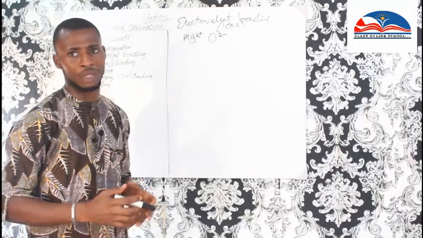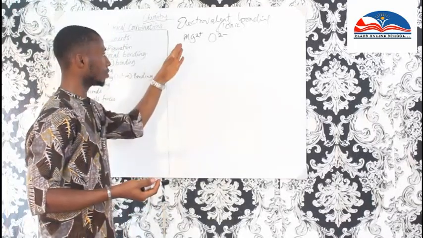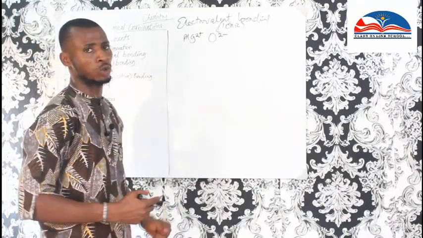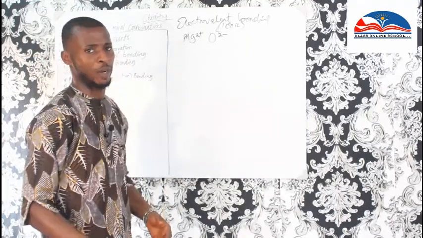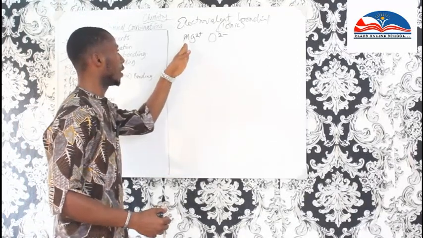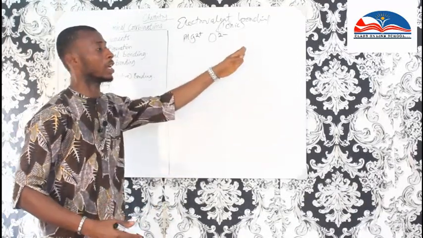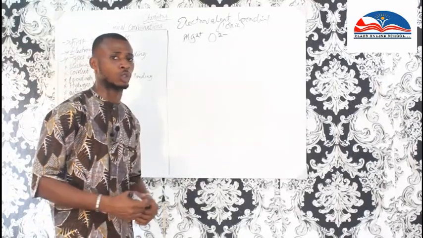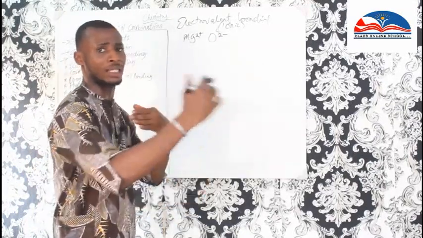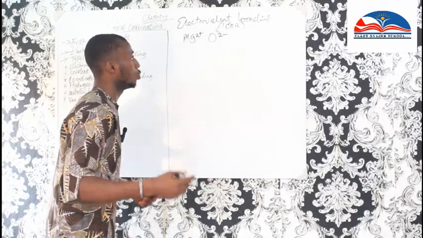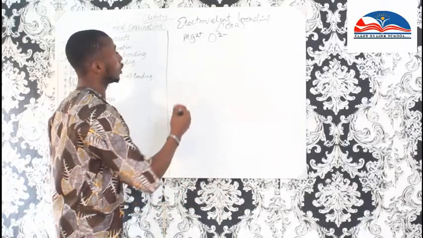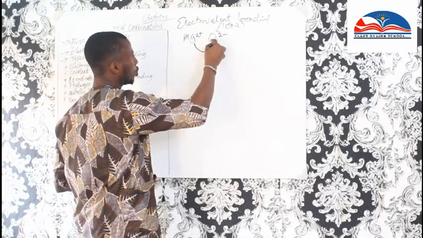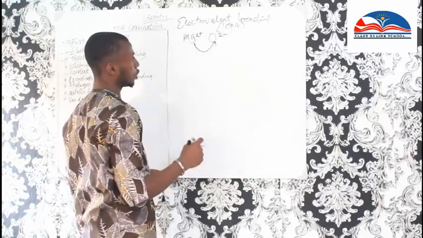In this type of bonding, electrons are being given out. We have what we call a donor and acceptor principle, where the metal will donate its electron to the non-metal and the non-metal will accept the electron. So that's what we call a donor and acceptor principle. With that understanding, we know that magnesium is going to give 2 electrons to oxygen.